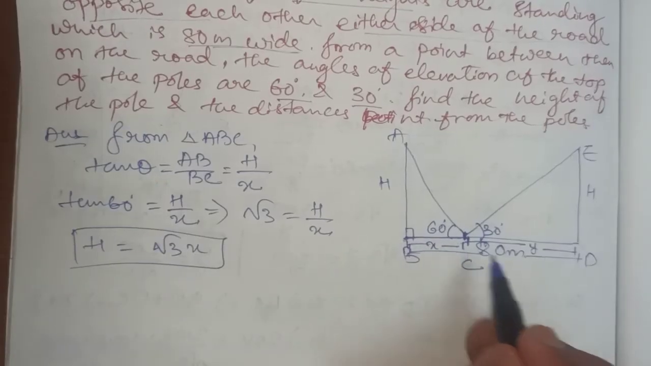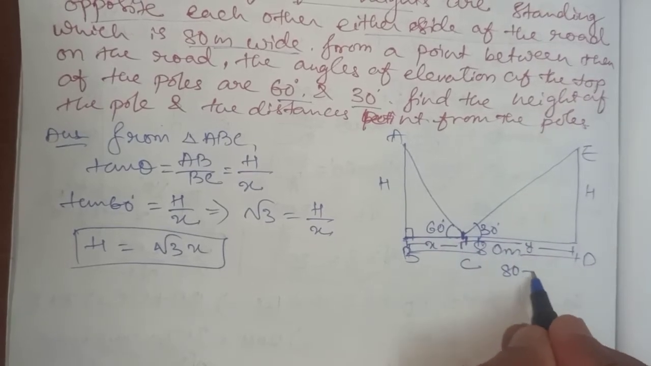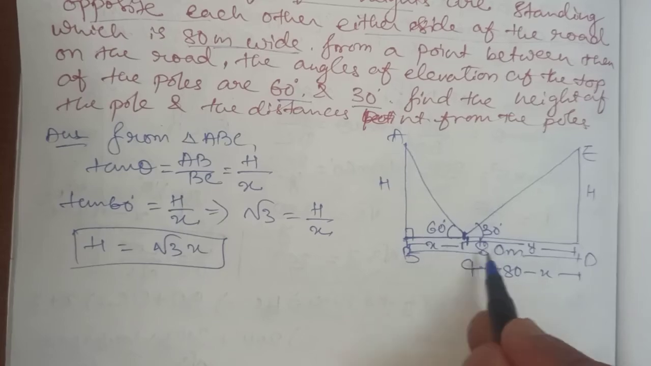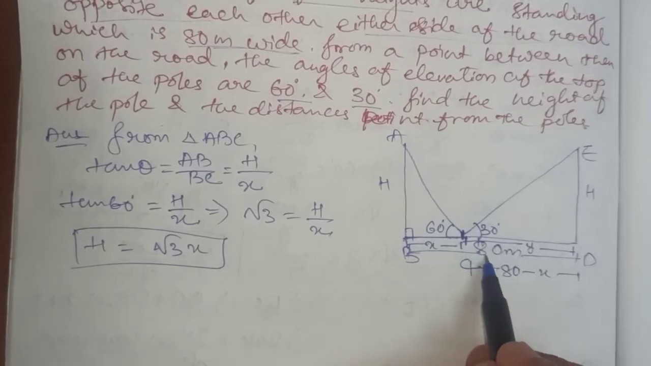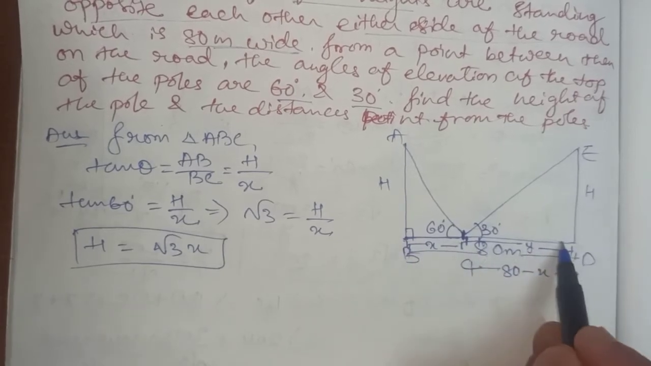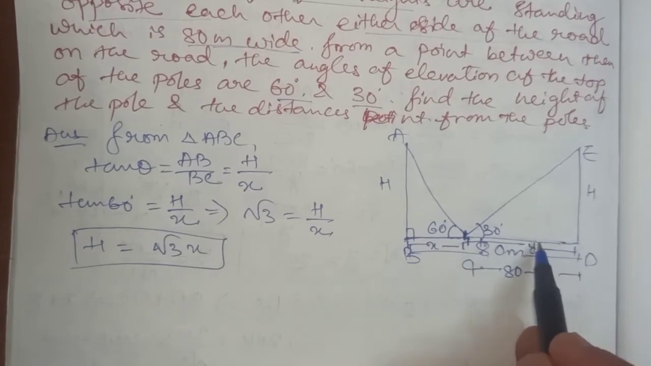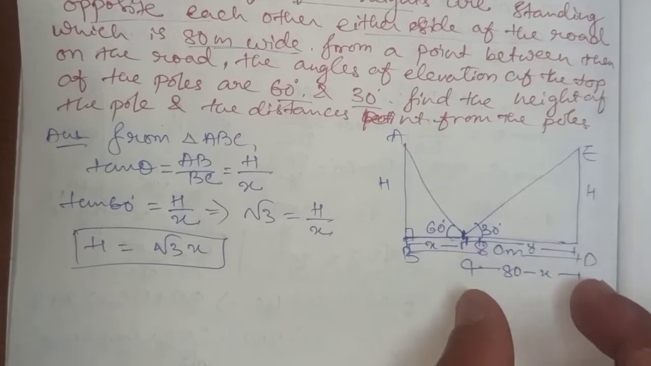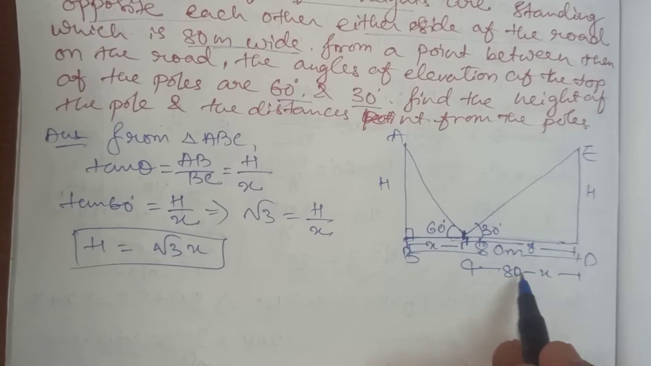This length is x. Total is 80. So this will be 80 minus x, is it not? If this is 20, this much will be 60, because the distance between the two poles is 80. If this is 30, this will be 50, because 80 minus 30 is 50. So similarly, if this length is x, this much will be 80 minus x. The value of y will be 80 minus x.